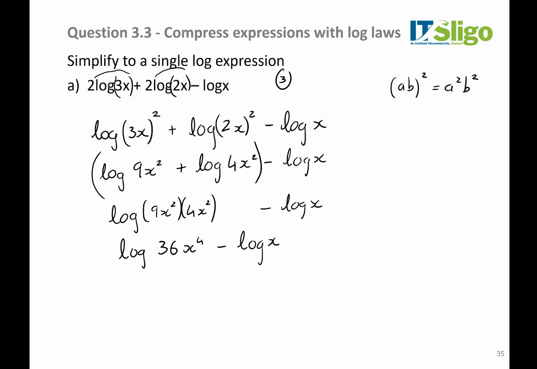So using rule 2 now, because of the subtraction, log of A minus the log of B is the log of A divided by B. So this will give us 36. If you want, you can write a 1 in there, guys. So numbers do what numbers do. 36 divided by 1 is 36. X to the power of 4 divided by x to the power of 1 is x cubed.